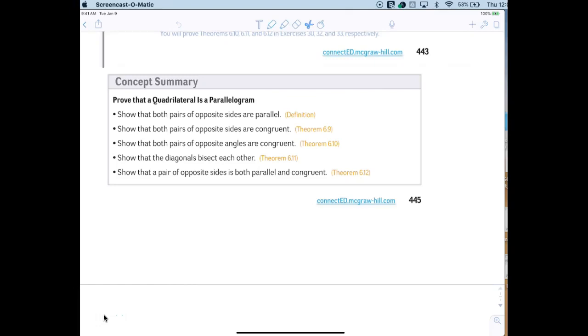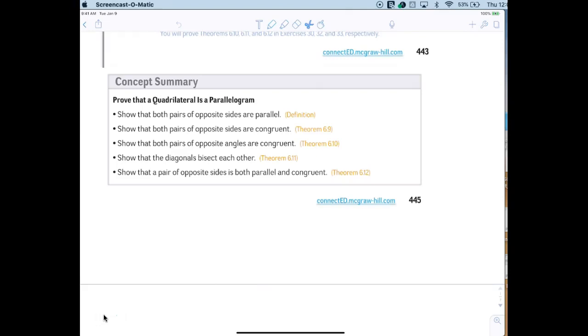So if you're going to prove a quadrilateral is a parallelogram, you have to prove both pairs of opposite sides are parallel. Or you can show that both pairs of opposite sides are congruent. Or you can show that both pairs of opposite angles are congruent, which is pretty hard to do. Or you can show that the diagonals bisect each other. Or you can show that a pair of opposite sides is both parallel and congruent. Again, those are your options.